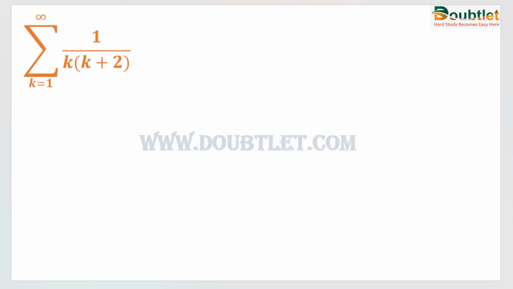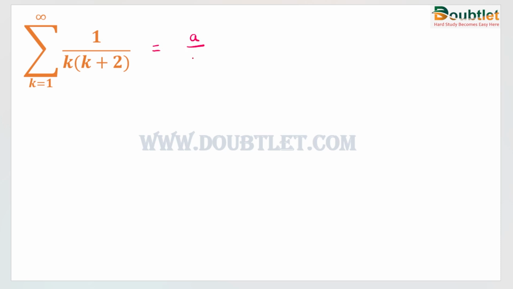Now we will discuss another example of another type. Here is a series from k equal to 1 to infinity of 1 upon k times (k plus 2). The numerator degree is 0 and the denominator degree is 2, because this is a quadratic in factored form. So what do we have to do? We again use the telescoping series, but we have to use the partial fraction decomposition method to write this in factored form.